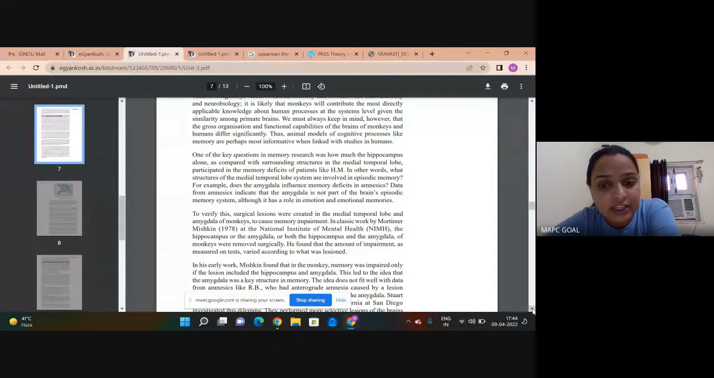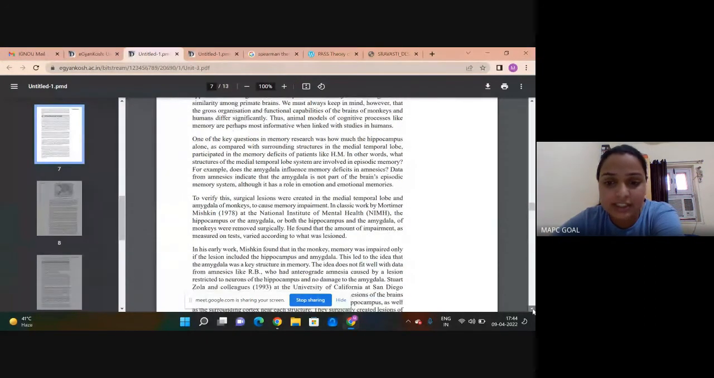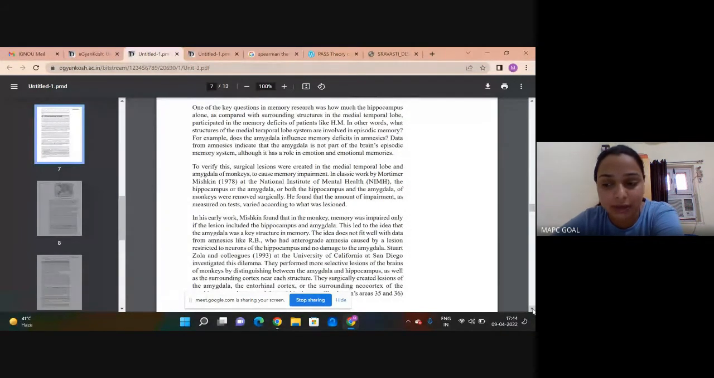There was a surgical lesion that was created in the medial temporal lobe and amygdala of monkeys, to see if there is any memory impairment or not. It was found that when the hippocampus, the amygdala, or both were removed surgically, there was an impairment. So through this research, we can say that our memory lies in the hippocampus and amygdala.